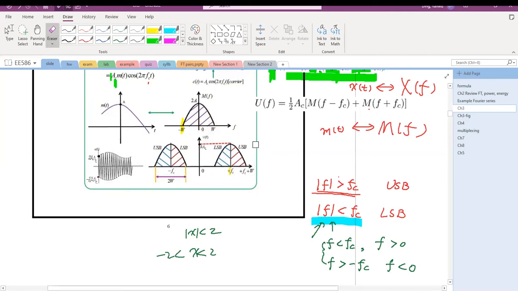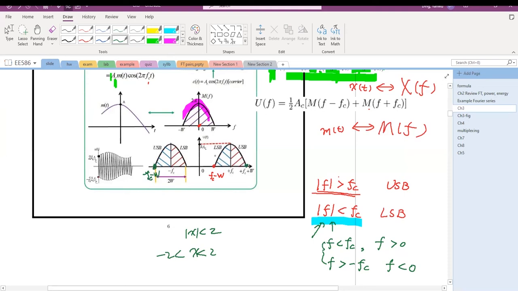Let's look at the bandwidth after modulation. Now we can see here 0 becomes FC and W becomes FC plus W. And this point is FC minus W, right? The same thing here: this spectrum moved to minus FC, and this point here is minus FC minus W. This is a negative frequency, this is a positive frequency.